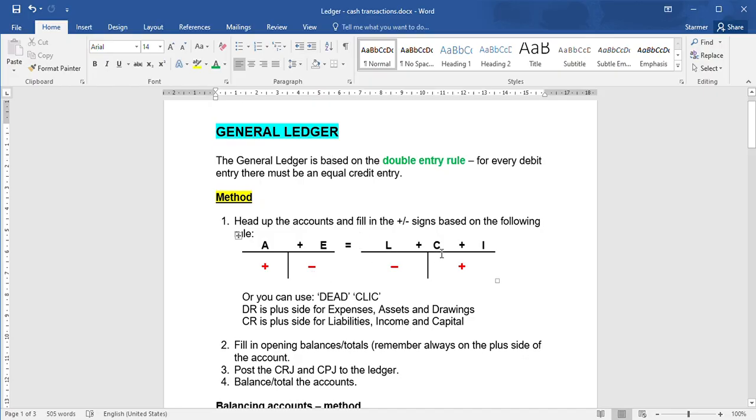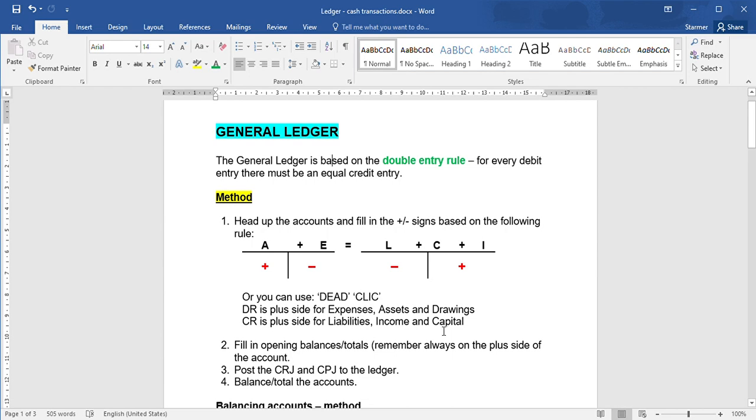Liabilities, income, and capital are on the right-hand side of the equal sign, so they get bigger on the right, which is the credit, and smaller on the left, which is your debit side. The other thing you can use is this DEAD CLIC. The D here stands for debit. So the debit is going to be the plus sign for E expenses, A assets, and D drawings. And then the C stands for credit. The credit will be the plus sign for L liabilities, R income, and C capital.